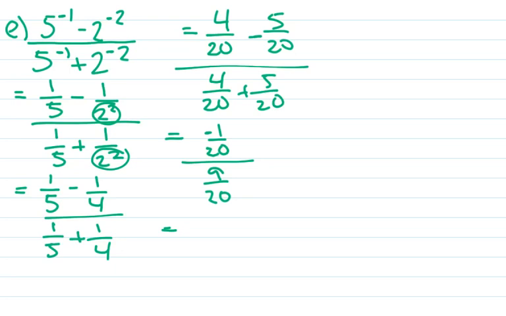Now when I divide a fraction by a fraction, I can just multiply by the reciprocal. So I can do negative 1 over 20 times 20 over 9. Cancel out the 20s, and I'm left with 1/9.